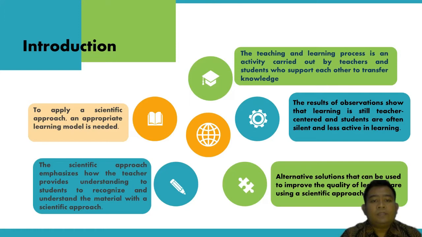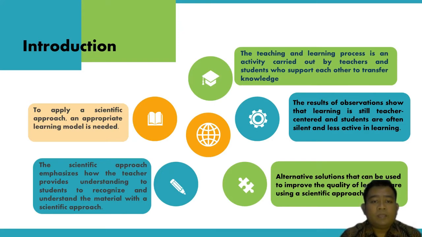The results of observation show that learning is still teacher-centered and students are often silent and less active in learning. In such a situation, learning cannot run well. Students could only learn by memorizing or imitating the ways taught by the teacher. It is very risky for the learning process continuation. The memorization or imitation model can make students forget easily. Besides, when faced with new questions or problems, students will find it difficult to solve them.